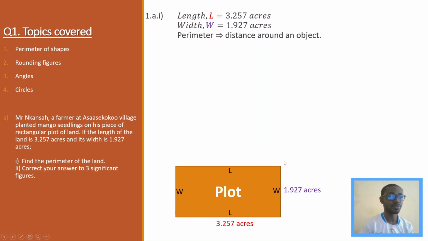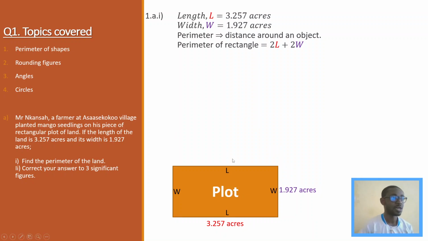So if you had something like a tape measure, you can stand here, and then you measure to this side. When you are done, you measure to this side, you measure to this side, and you measure to this side. Then you add all the distances together. That becomes your perimeter of the rectangle. All right.